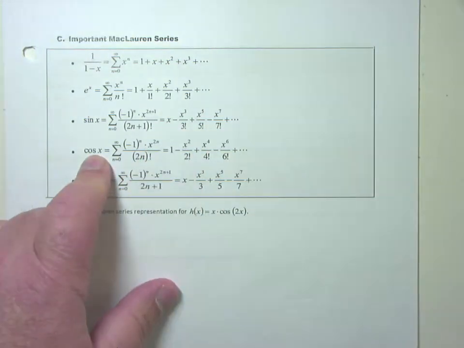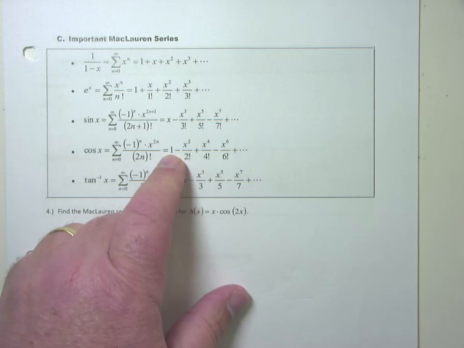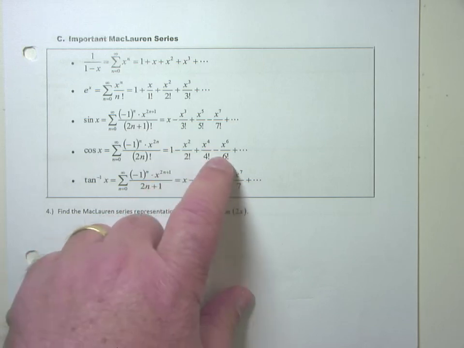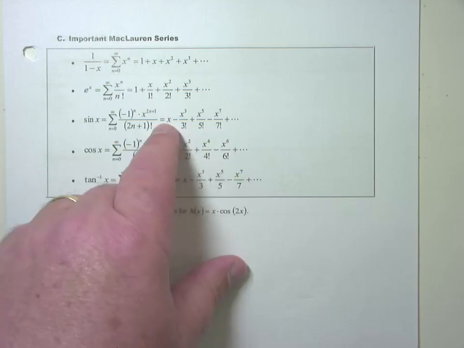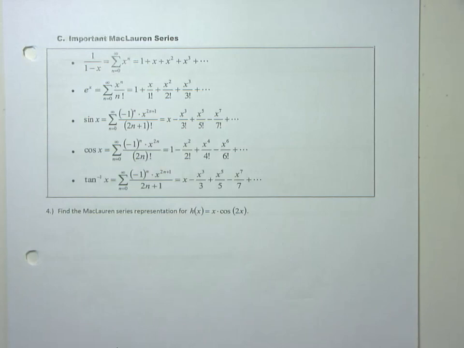Cosine is an even function. It's symmetric with respect to the y-axis. So you get nothing but the even powers. Remember, 0 power is considered even. So you get 1 minus x squared over 2 factorial plus x to the 4th over 4 factorial minus x to the 6th over 6 factorial. They alternate. Sine is odd, cosine is even, and you get the 1 because 0 is even. When you understand that, they become a little easier to manipulate.